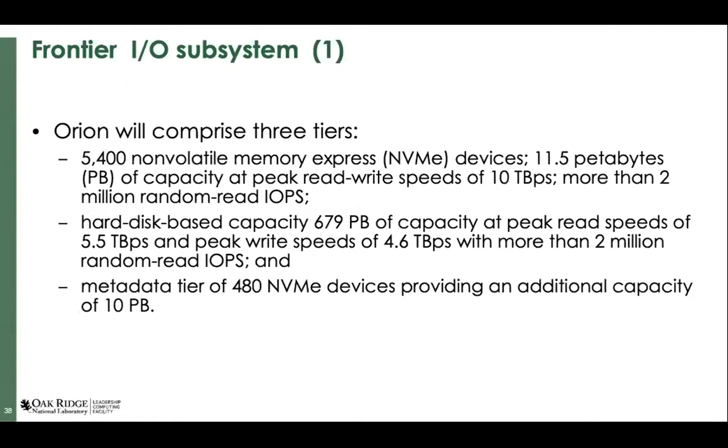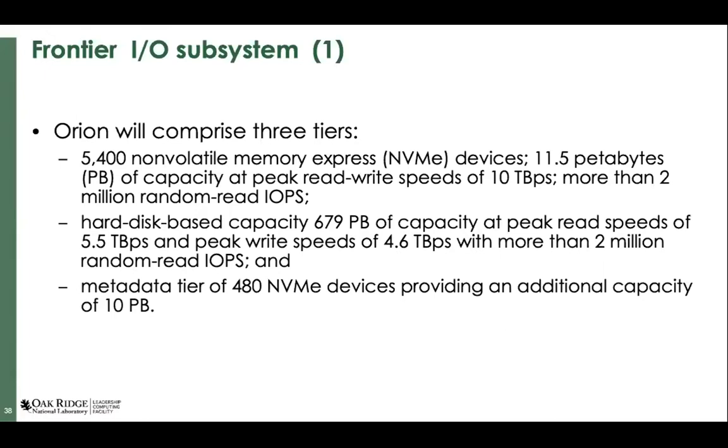So Orion will comprise 3 tiers: a flash-based performance tier of 5,400 non-volatile memory express, NVMe, devices, providing up to 11.5 petabytes of capacity at peak read-write speeds of 10 terabytes per second, with more than 2 million random read I/O operations per second.